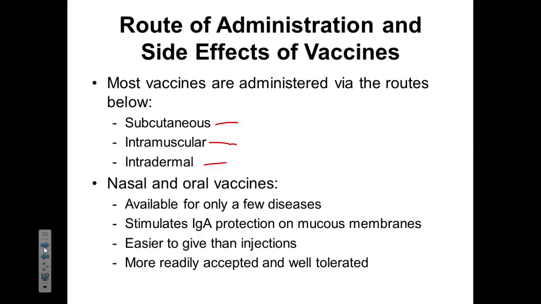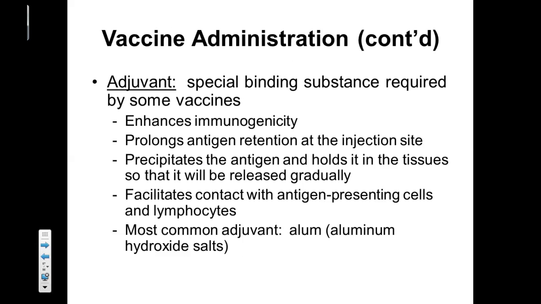We also can administer vaccines by snorting them up the nose or by eating them. Nasal and oral vaccines, though, are the exception. They're only available for a few diseases. These nasal/oral vaccines are going to focus on stimulating IgA production in our mucous membranes. The advantage of these vaccines is that they're easier to give than the injectable vaccines. So for anybody working with toddlers, you know exactly what I'm talking about. And they're very readily accepted and well tolerated. There's very few side effects with these nasal/oral vaccines.